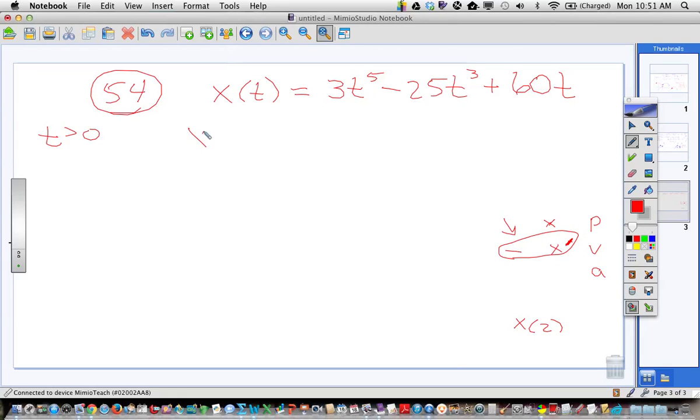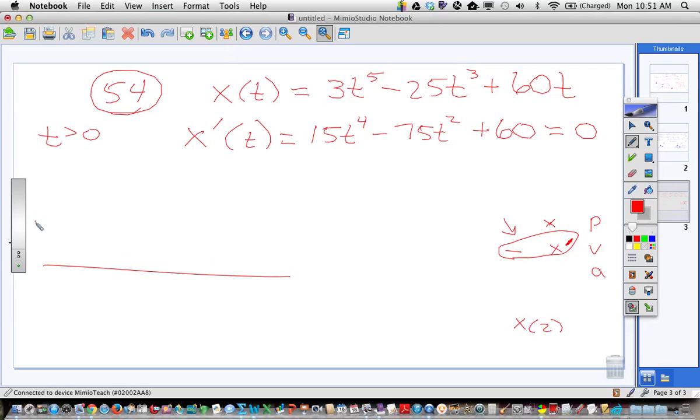So I'm going to do the derivative. And that's 15t to the 4th minus 75t squared plus 60. And I'm going to set that equal to 0. Because if I'm going to do a number line, I want to know when it's 0, and in between I can see when it's negative and positive. See what I'm doing? So this is just like a local max-min problem, but it's got context to it. All right, so here's my velocity.